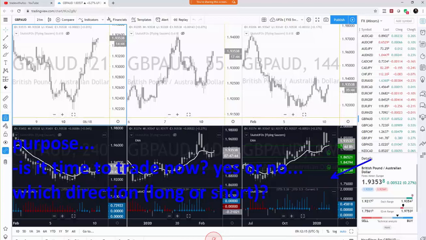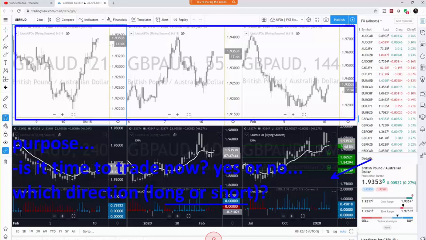Think about it for a minute: how many times have you been in a trade and then you got stopped out and you're like, oh my God, why didn't I even take this trade? So the idea here is to use the bottom charts to make sure we understand if it's time to trade or not. And if it's not, then we'll go for another currency. And if it is, before we start working on the upper charts, the ones that are white color, we'll need to also define if we should go long or short.